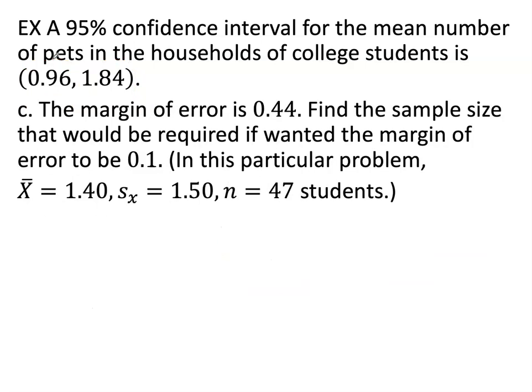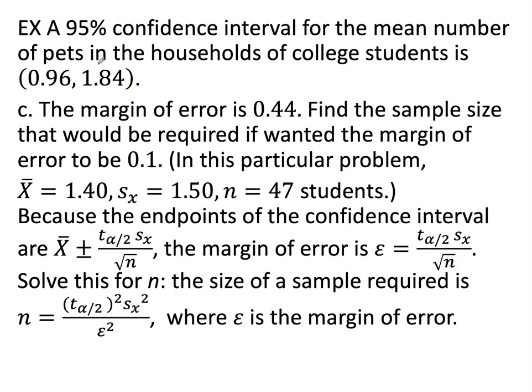Find the sample size that would be required if we wanted the margin of error to be 0.1. In other words, 0.44 is a pretty big margin of error. We want to make it smaller. Well, in this particular problem, you need some more information. It turns out that x bar is 1.40, s sub x is 1.50, and n is 47 students. With all of this information, you'd be able to calculate this. I just didn't bother to go through the calculations. I just told you what the confidence interval is.